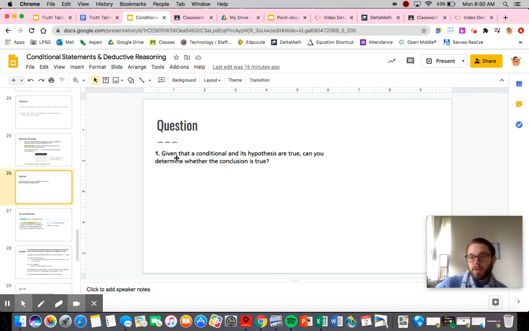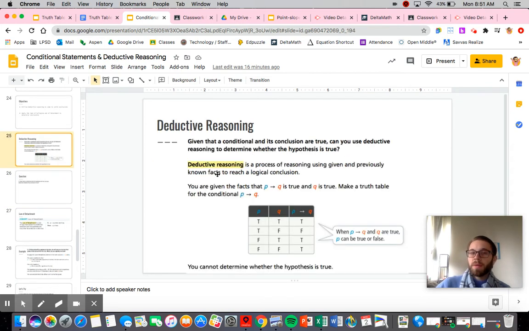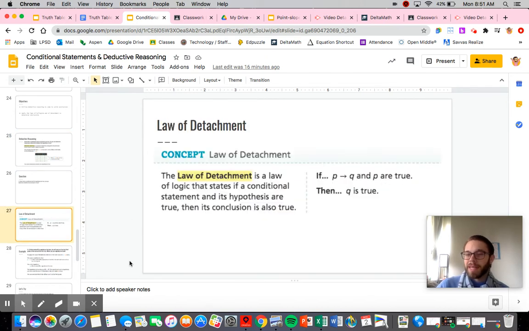Now, if we were to look at this one, we're saying given the conditional and the hypothesis are true, could I determine what the conclusion would be? Well, we know if the conditional is true and the hypothesis is true, there's only one situation here, right? It's only this top one. Therefore, this must be true. And that first particular one, that's the law of detachment.